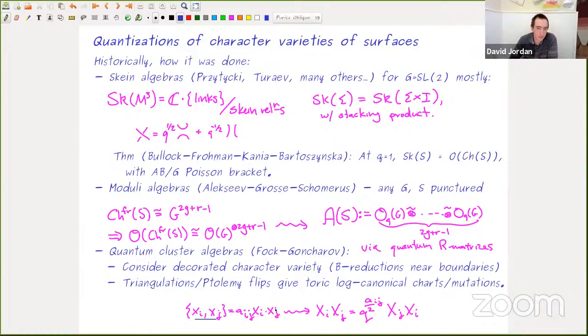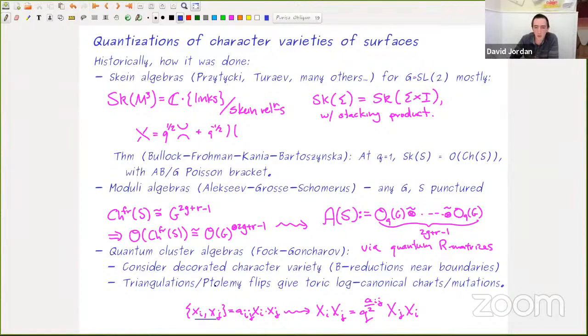The quantization that they propose is that you just have some non-commuting variables, capital X_i, capital X_j, and they q-commute according to the same integers. And so in a completely obvious way, that is a quantization of this chart.